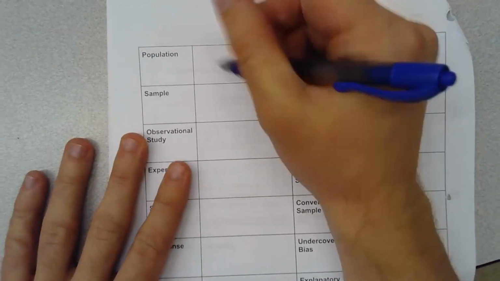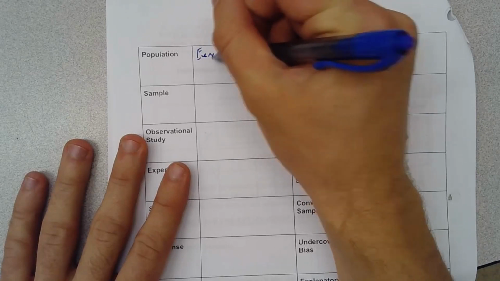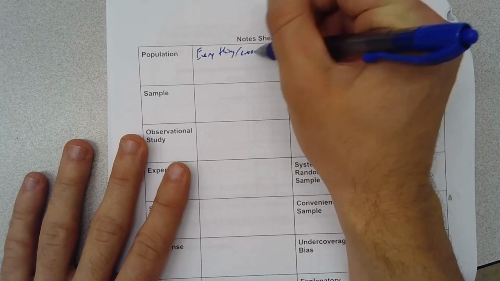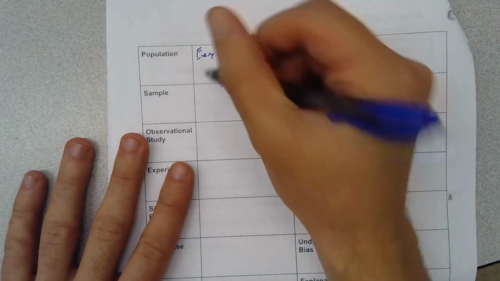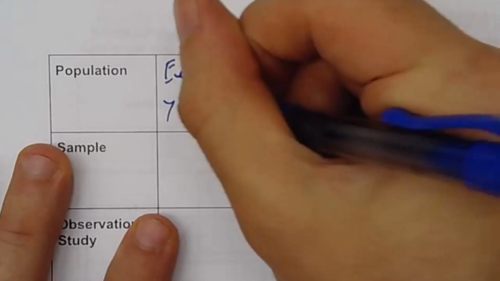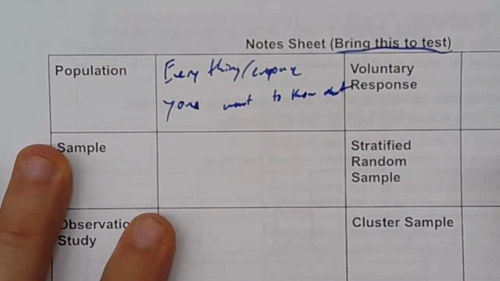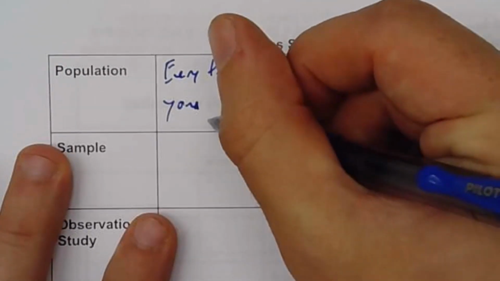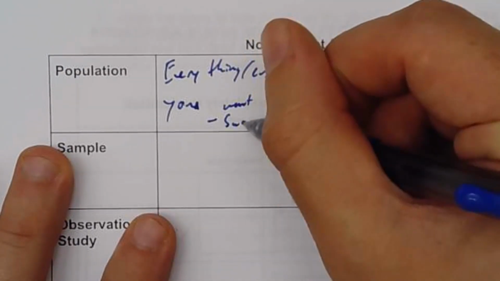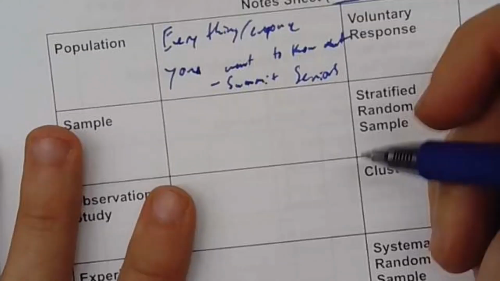So population, this is like everything or everyone you get in here a little bit. Everything or everyone you want to know about. So this could be like Summit seniors, that's everyone you want to know about. That would be Summit seniors.